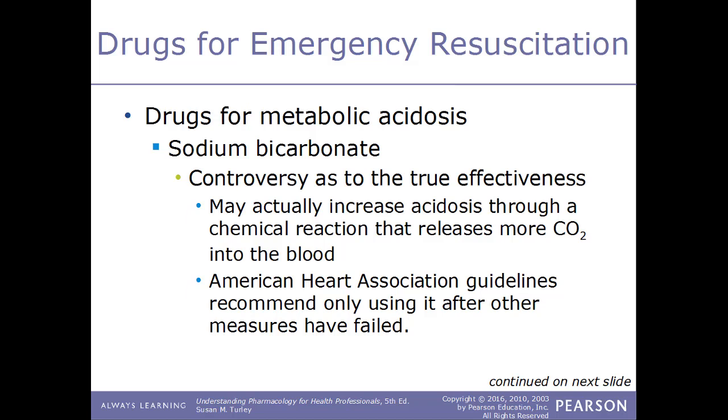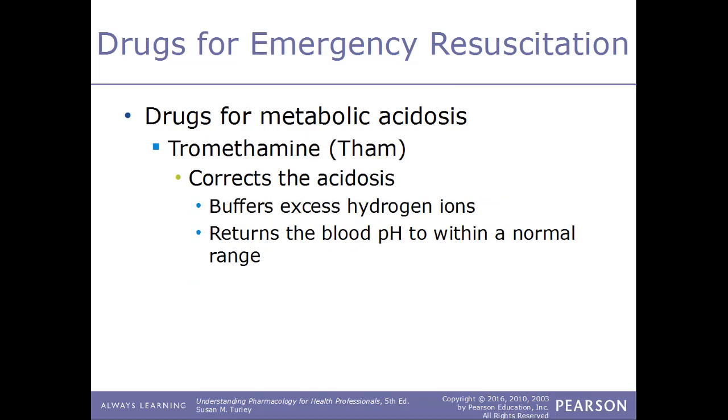And there is some controversy on how effective this drug truly is. It may actually increase acidosis through a chemical reaction that releases more carbon dioxide in the blood. Now, the American Heart Association guidelines recommend only using this after other measures have failed. Another drug that could be used in metabolic acidosis is tromethamine, also known by the trade name Tham. And this works to correct the acidosis because it buffers the excess hydrogen ions. So this will help return blood pH to within the normal range.